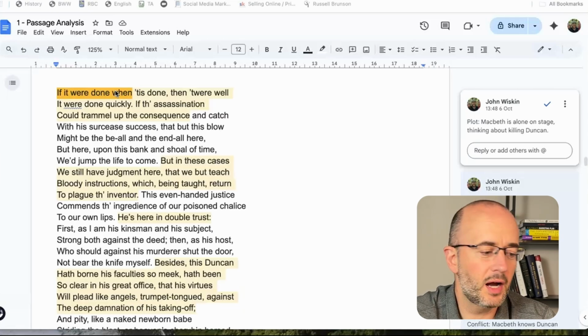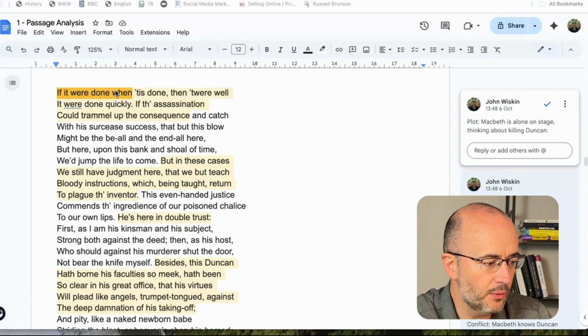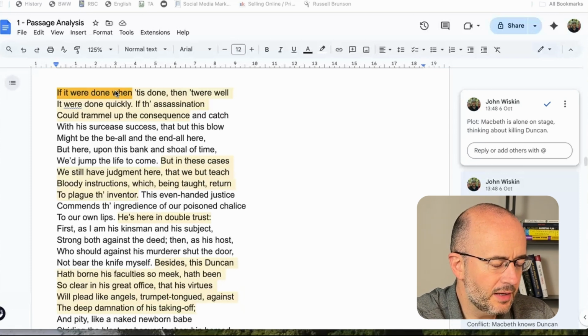And in this example here, I've got Macbeth, Act 1, Scene 7, when he's thinking about the assassination. I don't want to type out everything that I did, but I'm going to show you what a good final annotation might look like. The first thing you'll notice is my first annotation is simply about plot, that Macbeth is alone on stage thinking about Duncan. It's not really deep, but it allows me to set the stage and set the context for this quote.